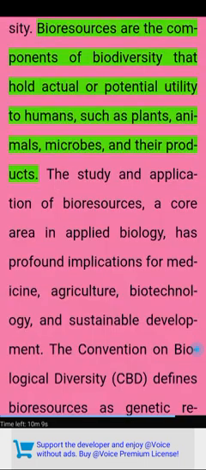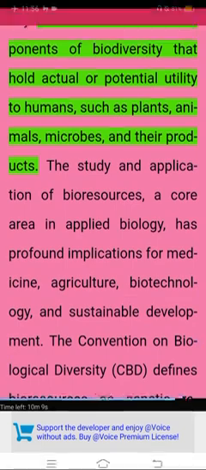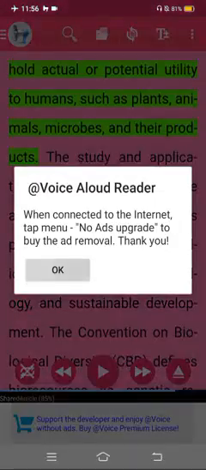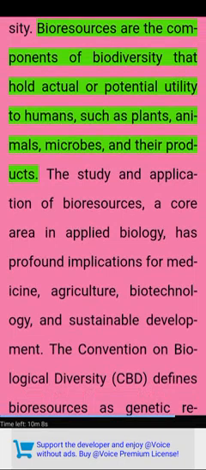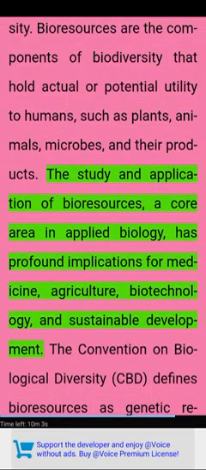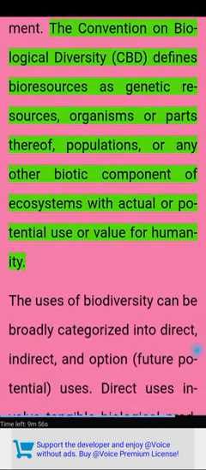Bioresources are the components of biodiversity that hold actual or potential utility to humans, such as plants, animals, microbes, and their products. The study and application of bioresources, a core area in applied biology, has profound implications for medicine, agriculture, biotechnology, and sustainable development. The Convention on Biological Diversity, CBD, defines bioresources as genetic resources, organisms or parts thereof, populations, or any other biotic component of ecosystems with actual or potential use or value for humanity.